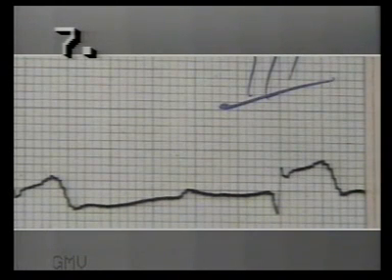This is lead 3. Deep Q wave and raised ST segment indicate inferior wall infarct. Now study the P wave and PR interval. The PR interval is 11 millimeters or 0.44 seconds. So there is first degree heart block also. Diagnosis is fresh inferior wall infarct with first degree heart block.